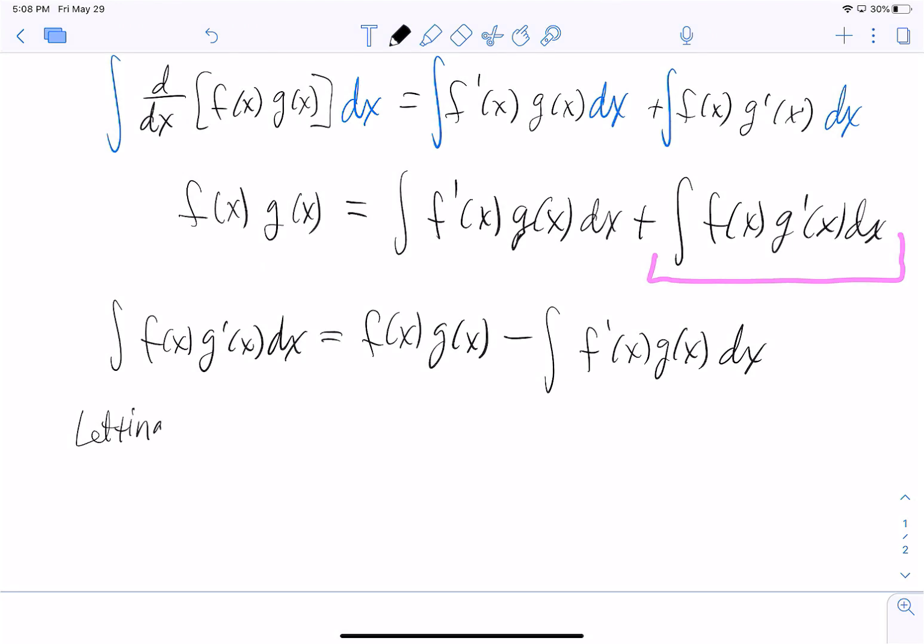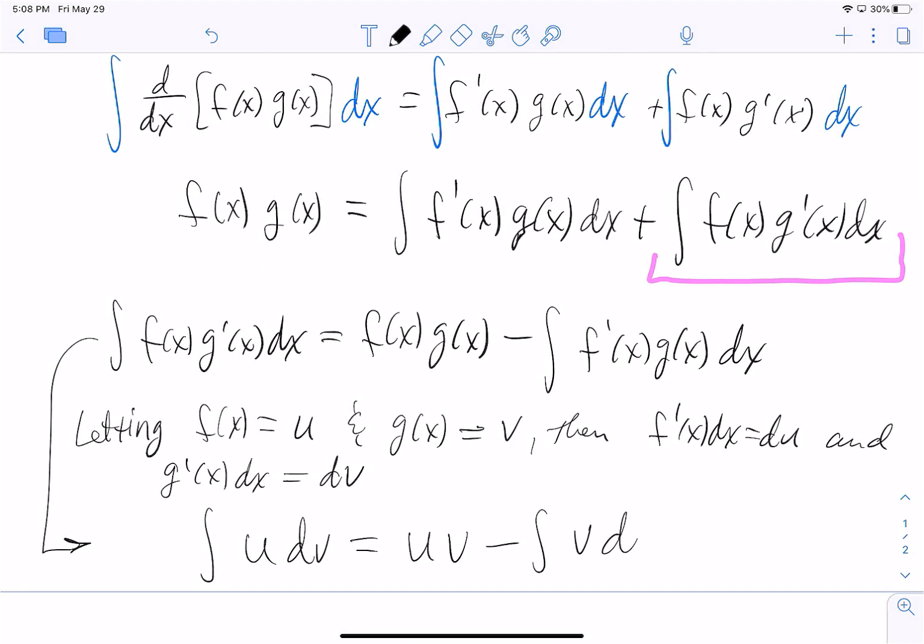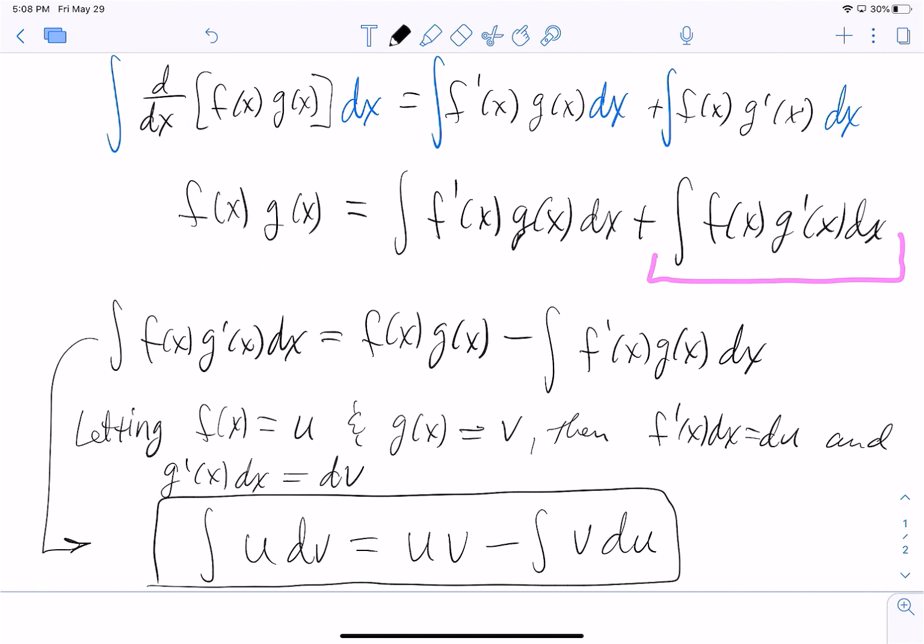If we let now f of x be replaced by u and g of x be replaced by v, then f prime of x dx will be du, and g prime of x dx can be written as dv. And then this formula becomes the integral of u dv is equal to u times v minus the integral of v du. It's just an easier way to write what we came up with. This is the integration by parts formula.